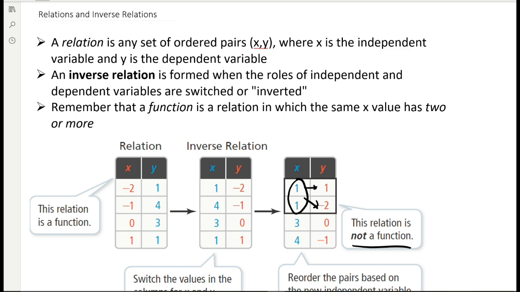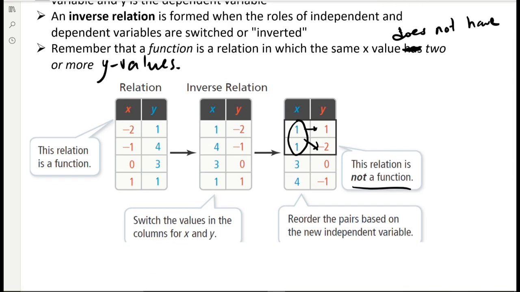Remember that a function is a specific type of relation in which the same x value does not have two or more y values. So basically, if you don't have the case where any x value has two or more different y values, then it would be called a function. If you have the same x value having two different y values, then it's not a function.